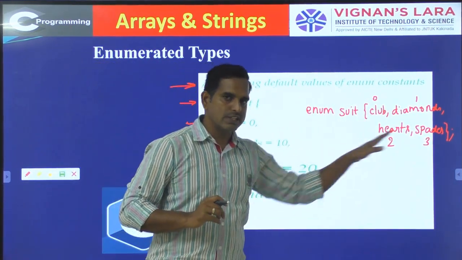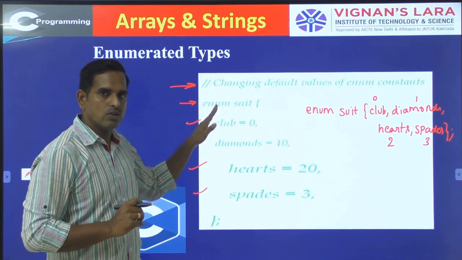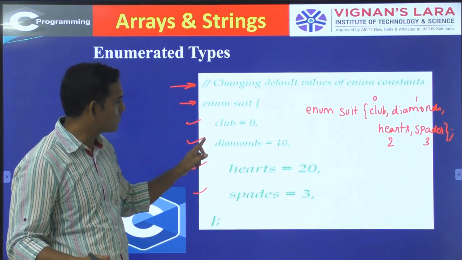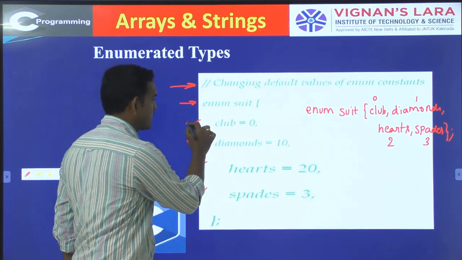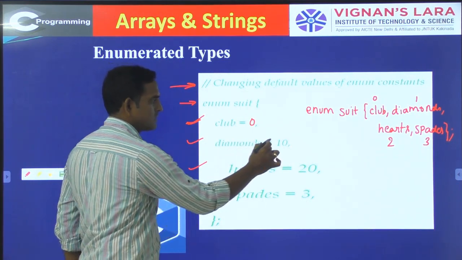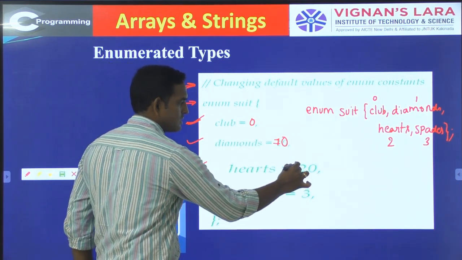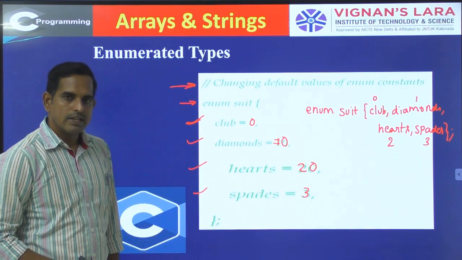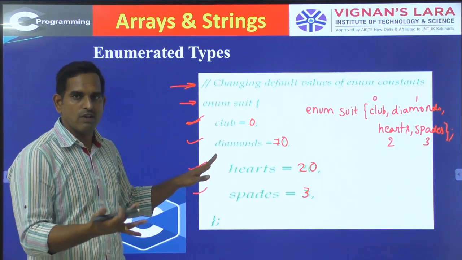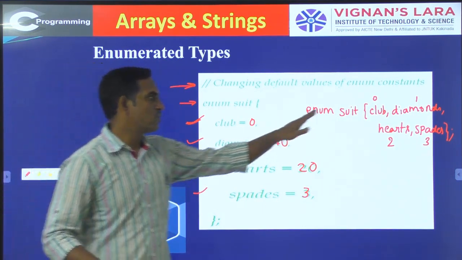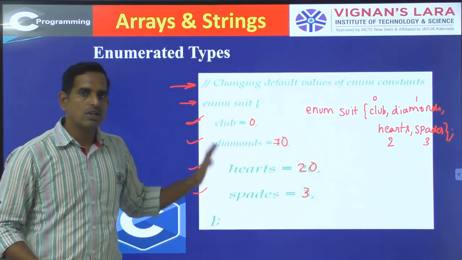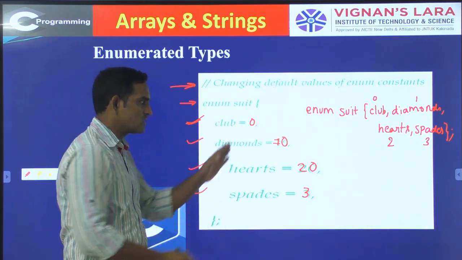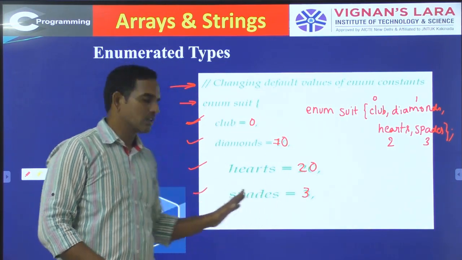If I don't want these default values, you can give the values according to your own convenience, but you have to give them during the declaration itself. So in this you have given club is equal to 0, diamonds is equal to 10, hearts is equal to 20 and spades is equal to 3. In this manner you can give your own values while declaring, if you don't like the default values for your constants.